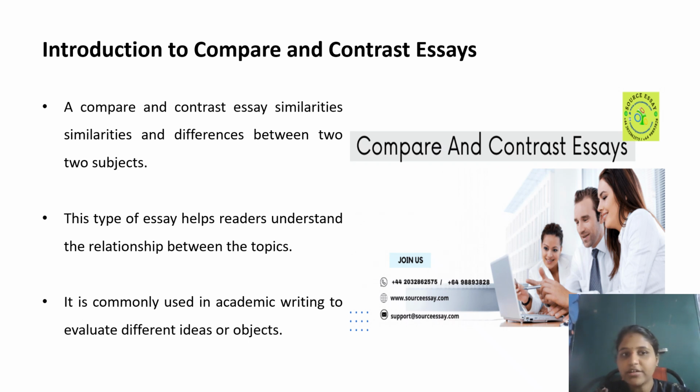Coming to contrast, it focuses on differences and shows how things are different. For this also, the example is the same: online classes and offline classes. In this we can talk about how online classes use the internet, while offline classes need physical presence. Online is flexible, offline has fixed timing. Interaction level differences. These are the differences between compare and contrast.